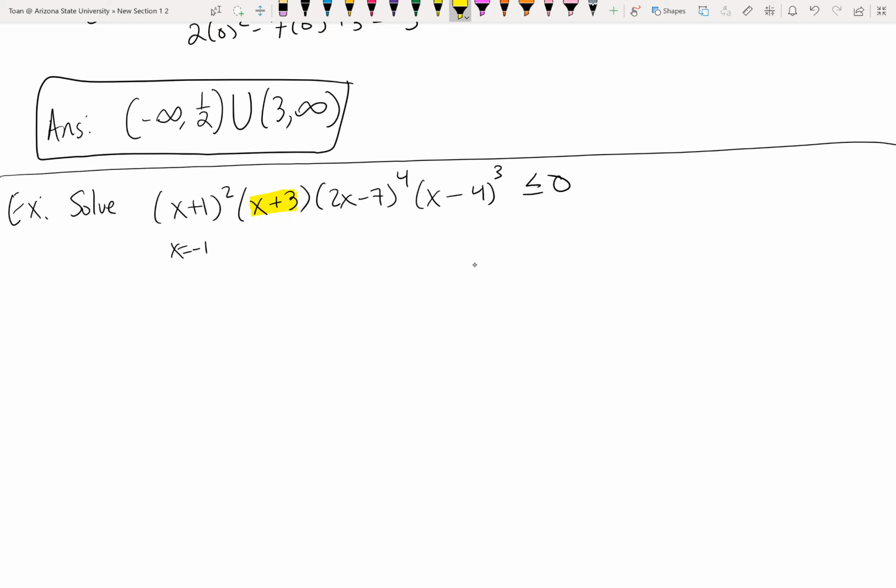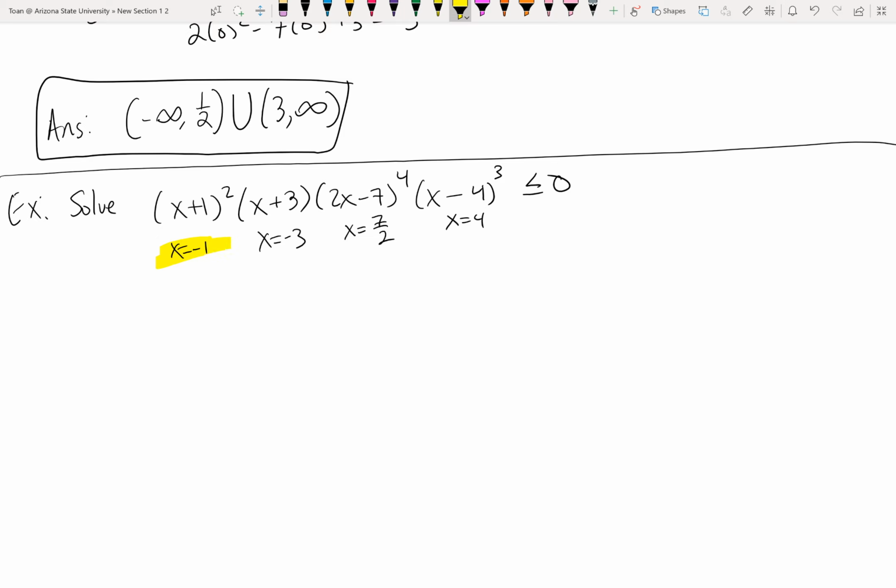For x plus 3 equals 0, hopefully we can do mental math. That's x equals negative 3. Let's do some more mental math. This is x equals 7/2, and x equals 4. It's now time for the multiplicities. To get the multiplicities, you look at the exponent above the factor that gave you your answer.